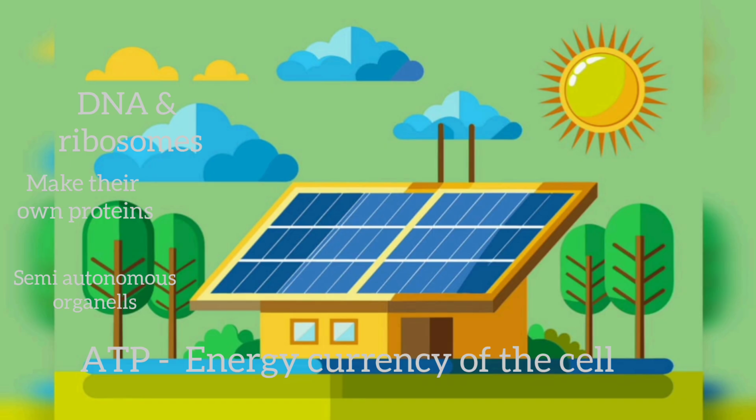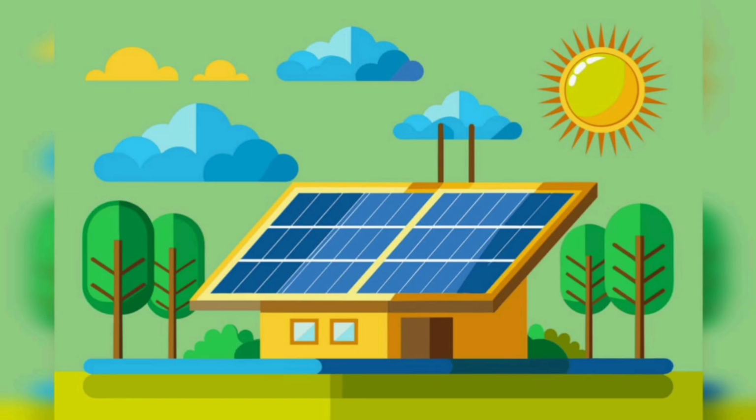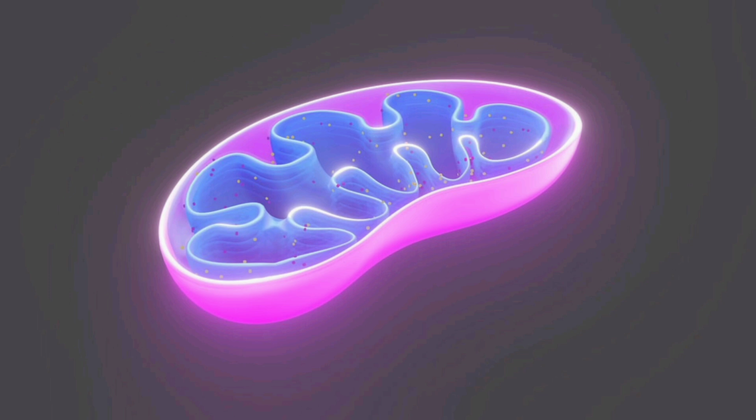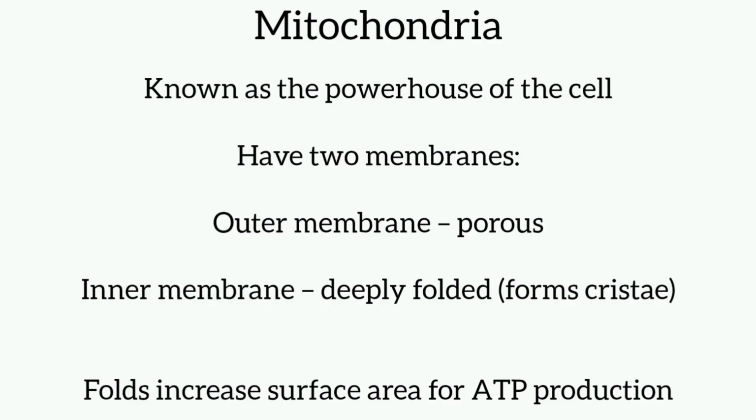Then, just like a solar power bank stores energy and charges your devices later, mitochondria store energy in ATP to fuel cells. Now let us recap the important points of mitochondria. It is known as the powerhouse of the cell and it has two membranes. The outer membrane is porous and the inner membrane is deeply folded, with many foldings on it. These foldings are called cristae, singular form crista.